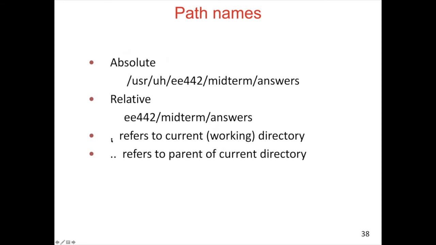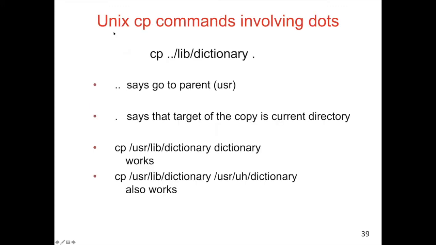By convention, dot refers to current working directory, and dot dot refers to parent of current directory. Consider copy commands involving dots. Copy dot dot slash lib slash dictionary dot. This dot dot says go to parent directory, which is user. And this dot says that target of the copy is current directory.